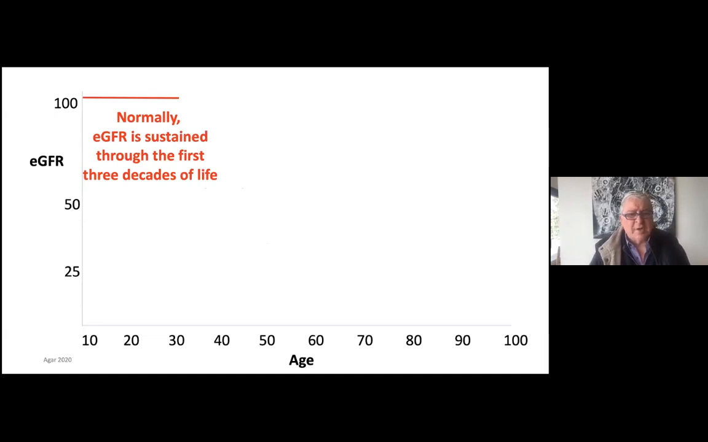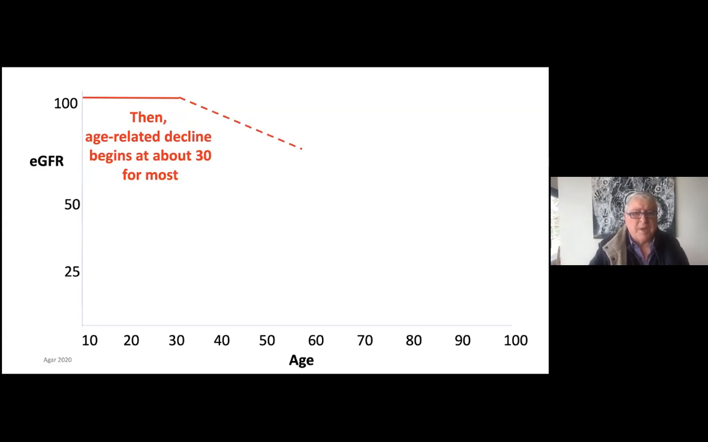Let's say that normally kidney function, eGFR, is sustained through the first 3 decades of life. So kidney function is going along at 100% up until we will nominally say it's 30. It's not necessarily on the day you turn 30, but it's in that range. Then you start your age-related decline. It's probably not, in fact, a straight line, but a slowly curving down line. But I have represented this as a straight line for the purposes of this presentation.